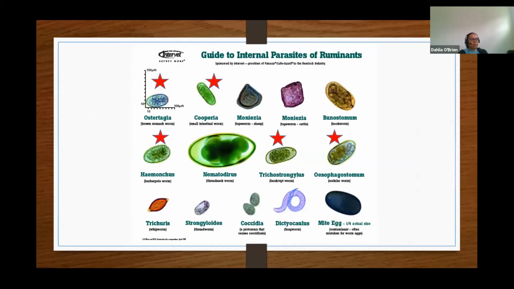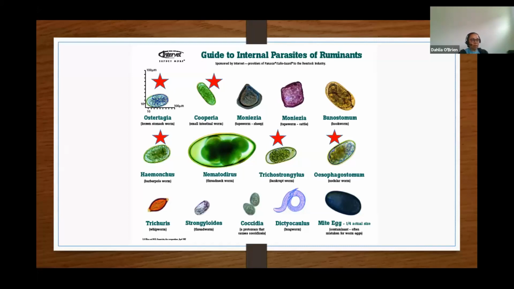So this diagram depicts internal parasites of ruminants, and you'll see I've put stars above what you typically count when counting eggs using this technique. You'd count the Ostertagia, Cooperia, Haemonchus, Trichostrongylus, Oesophagostomum. So these are the ones that you would count when counting eggs using this technique.